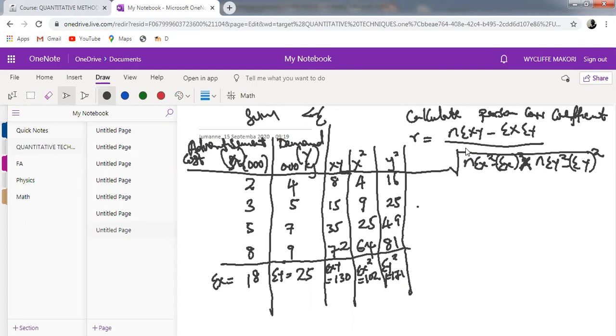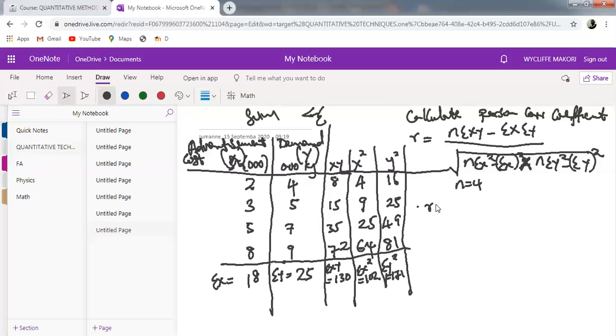We can come and apply our formula where we need to get n, summation of xy. The value of n is simply the number of x that we have here, or y. The number of rows we have, we had 1, 2, 3, 4. We had 4 pairs of x and y. That is what we were given by the question. Therefore, our n is 4, like that.